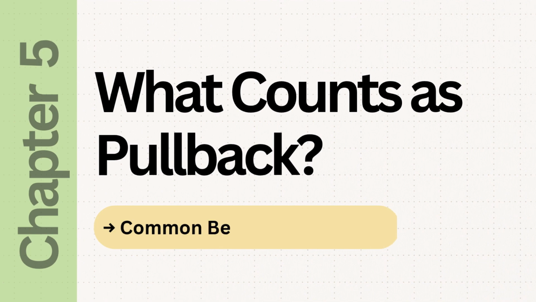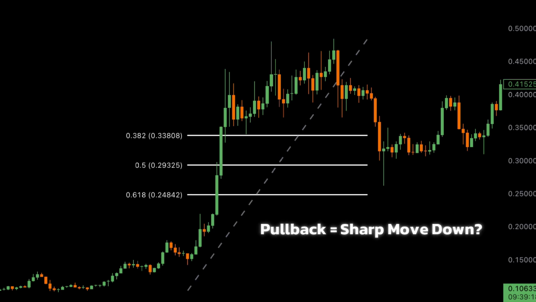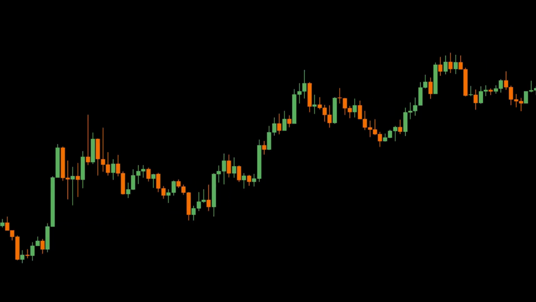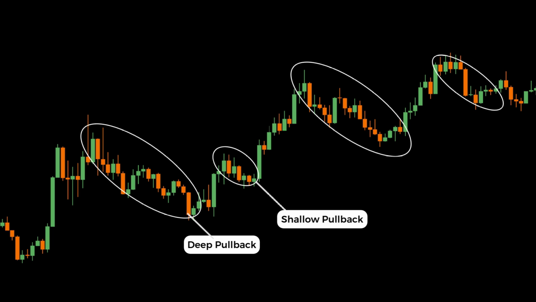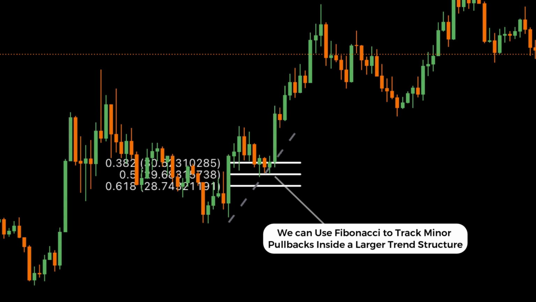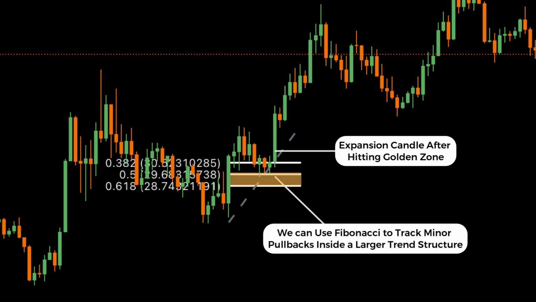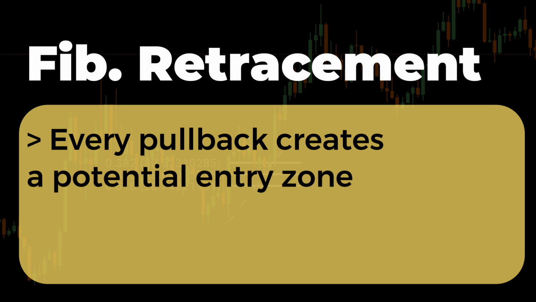Now you might be wondering, what actually counts as a pullback? Because a lot of beginners assume that in an uptrend, it has to be a sharp move down. What I find is that a pullback doesn't always have to be a sharp move down. Sometimes it's just price moving sideways, or just a small retracement within a larger trend. So you can still use the Fibonacci Retracement tool to map out these smaller moves within the larger move, like what I did over here. Price ended up pulling back, hitting the golden zone before eventually going higher. So pullbacks don't have to be perfect, they just need to make sense within the trend.